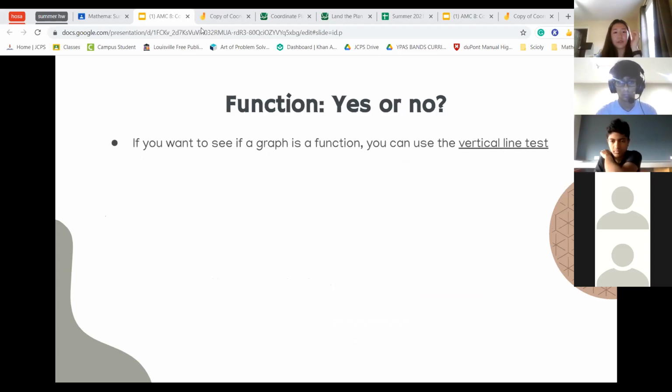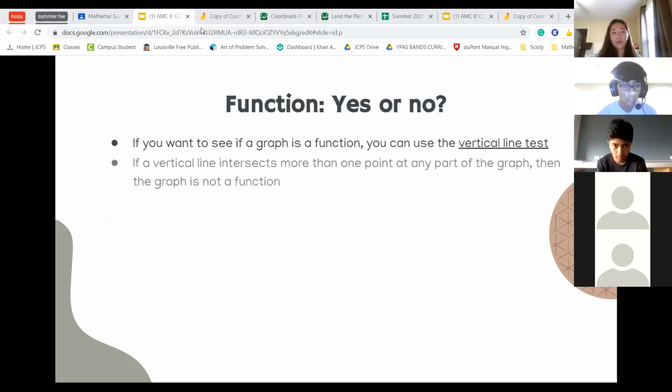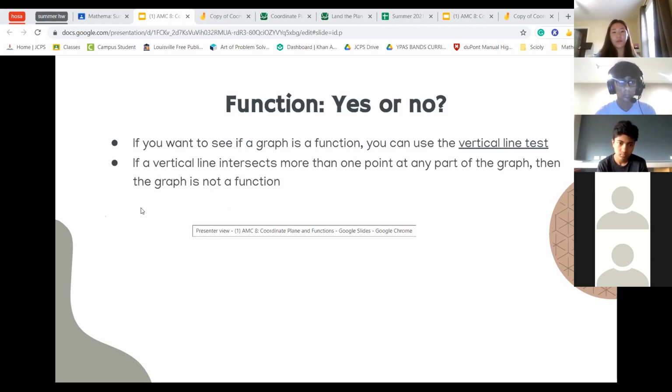Okay, this is also a continuation of checking whether a graph is a function or not. You might have heard of the vertical line test, which lets us see if a graph is a function. If a vertical line intersects more than one point at any part of the graph, then the graph is not a function. For a graph to be a function, if you draw a vertical line over any part of the graph, it should only intersect once.